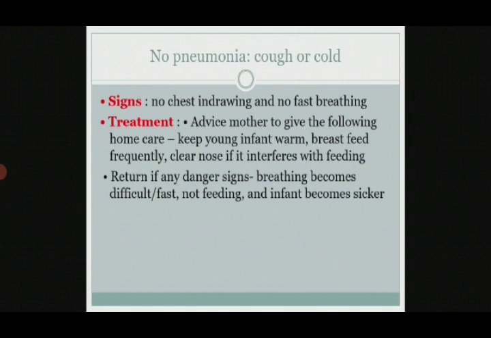Again, young infant should be kept warm, breastfeeding continuously, frequently, clear nose if it interferes with breathing and feeding. Return child again to hospital if there are any danger signs. That means breathing difficult, child is not feeding properly, child has difficulty in drinking, not able to wake up, sleepy, drowsy, or becomes sicker, more and more sick.